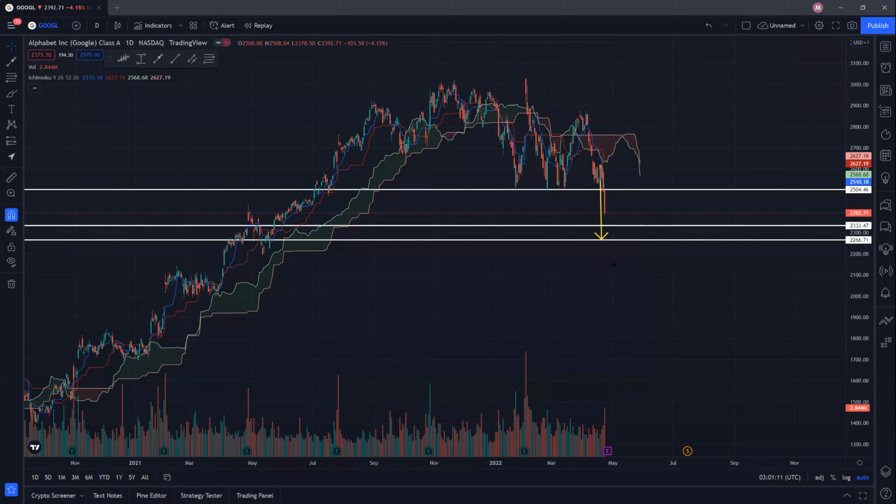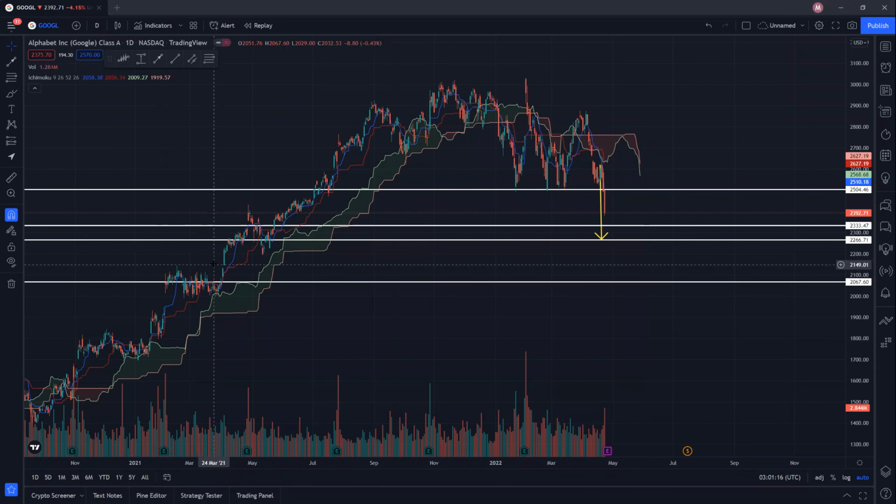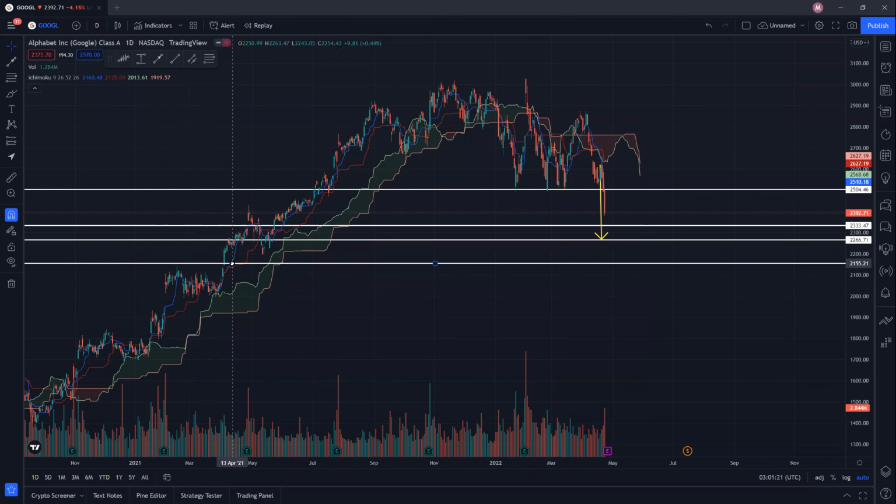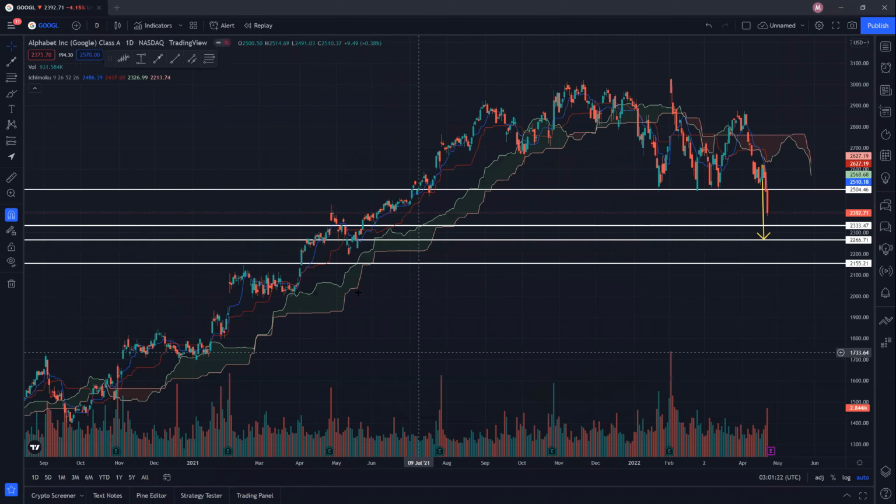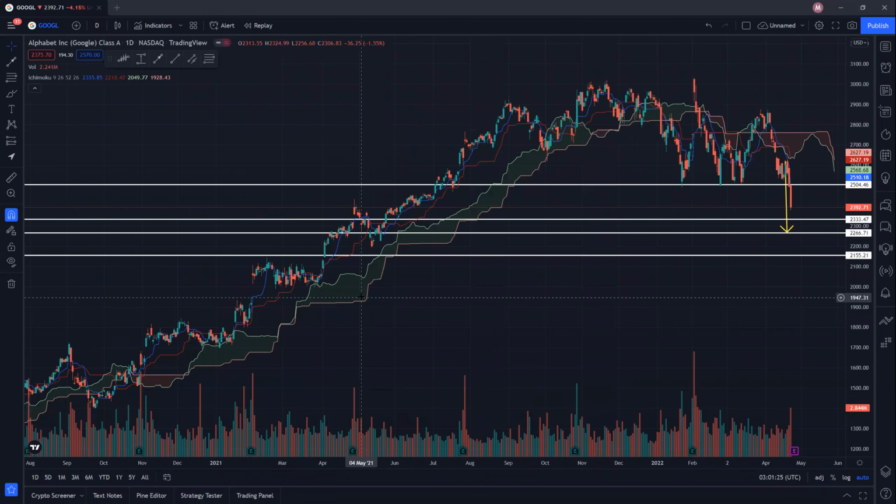So if we were to go down further, then perhaps we may be looking at this 2.1K being tested for Google. But if you look closely, once again, there is a gap for Google to be filled just below these 2000 psychological support levels. So you can see that this gap was created on 2nd of February 2021. These gaps are usually meant to be closed due to the empty space that it has created.